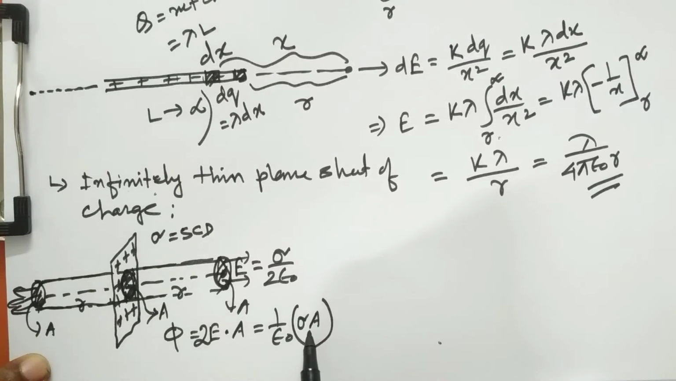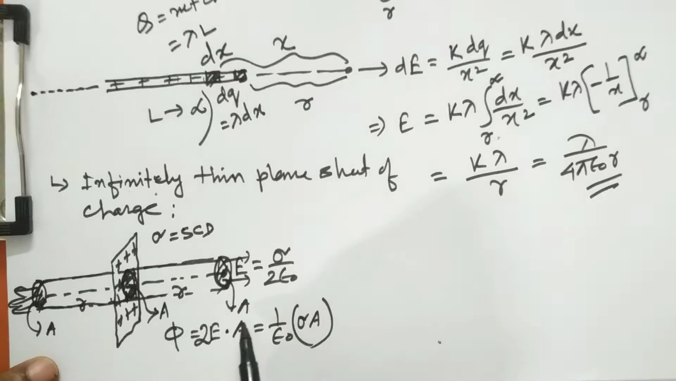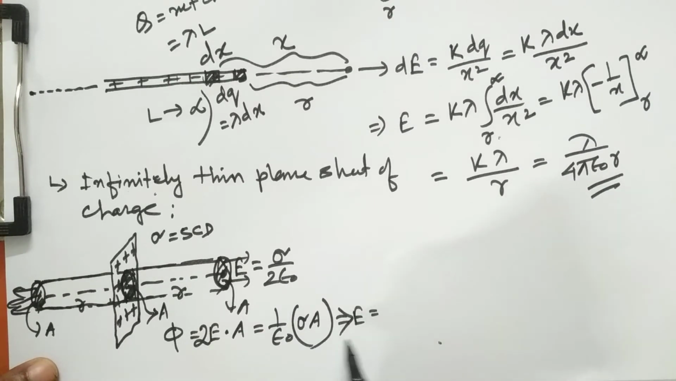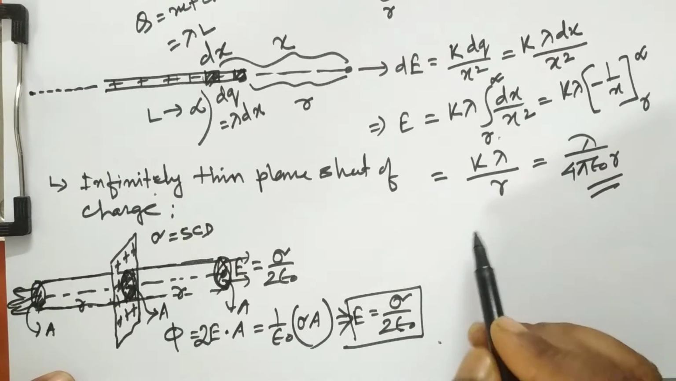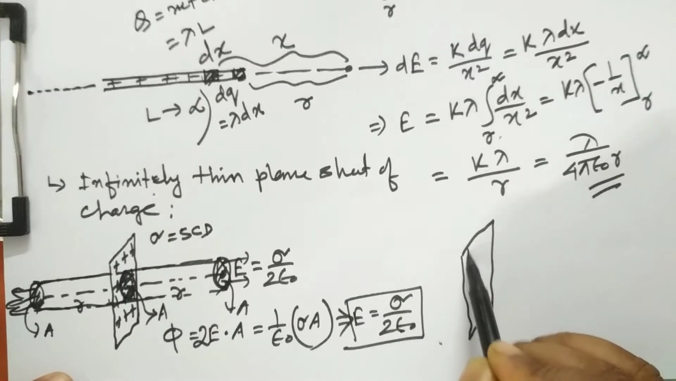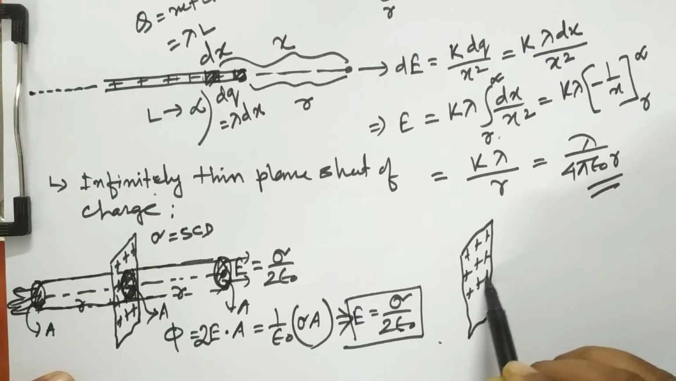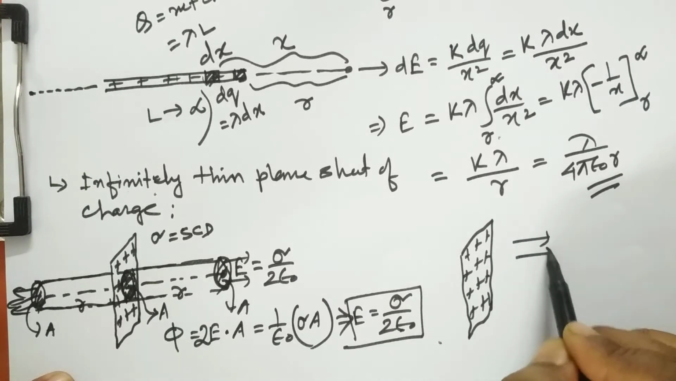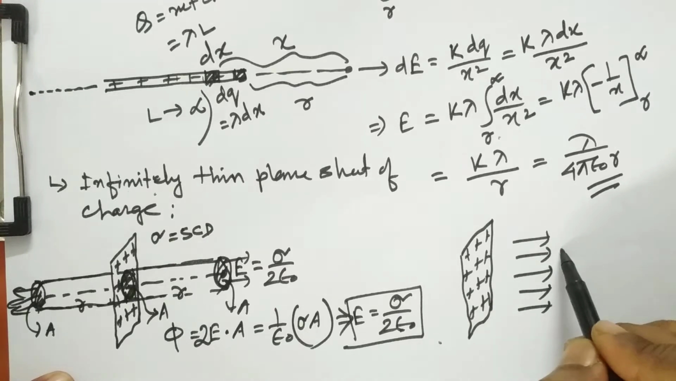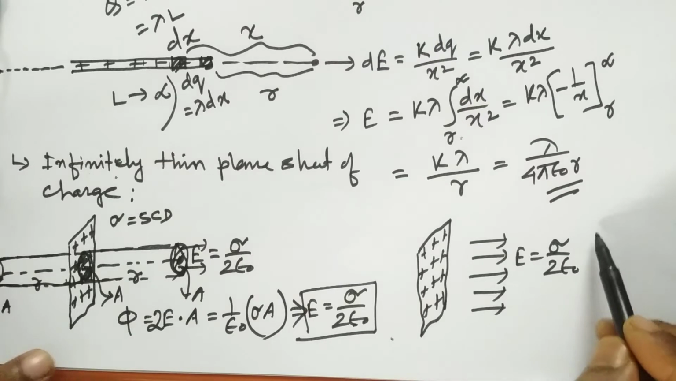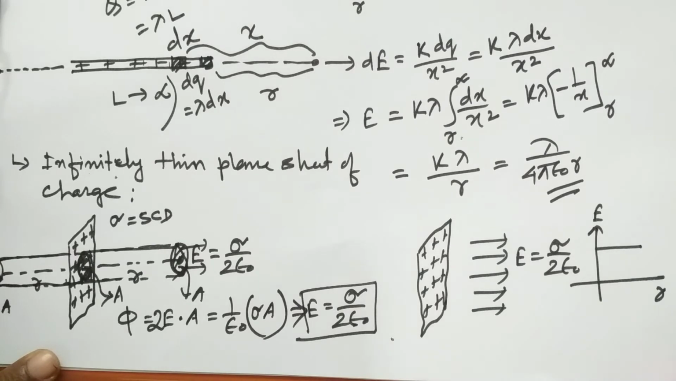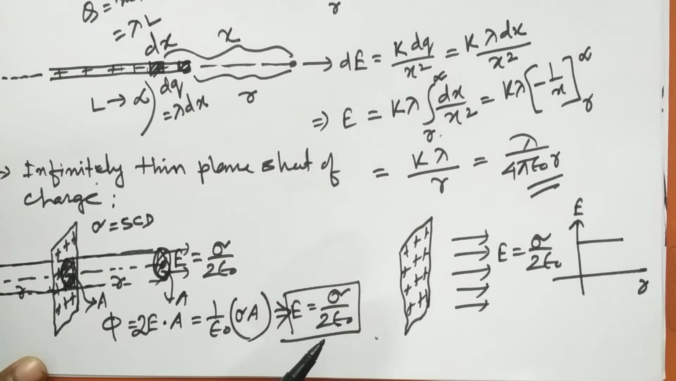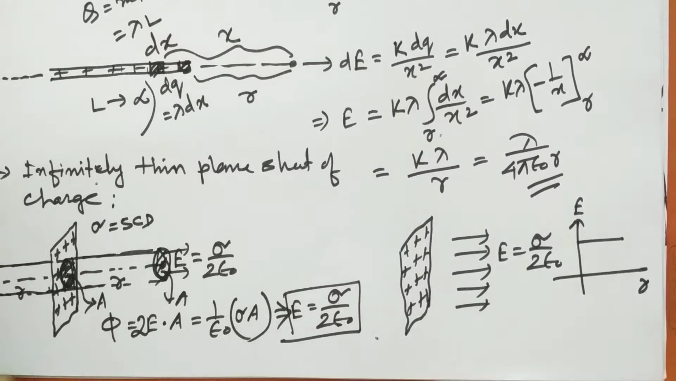What is sigma? Charge per unit area, and area enclosed is A. Clear? So area gets cancelled. From here your electric field will become sigma divided by twice epsilon naught. This is the electric field at a certain distance from an infinitely thin plane sheet of charge. So in front of it, electric field is uniform. E is equal to sigma divided by twice epsilon naught. If you plot a graph showing the variation of electric field with distance, this particular graph goes like this. Clear?